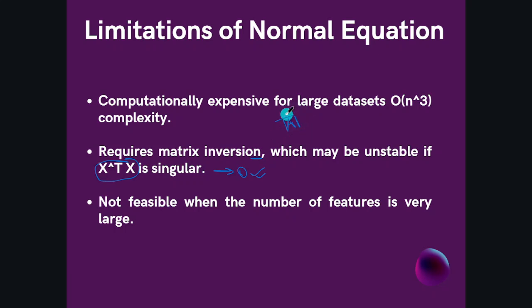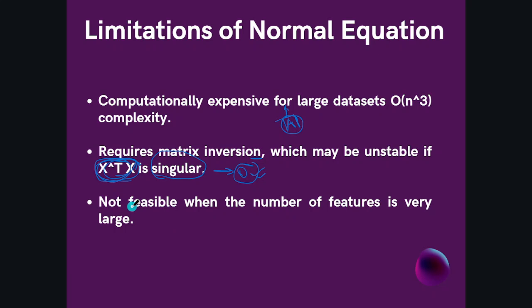divide 1 upon the value of the matrix, the determinant of the matrix. And if the determinant of the matrix is 0, that is singular. Singular means 0. This multiplication of these two matrices is 0, that means this particular matrix comes out singular. So inversion of this matrix will be very hard if this multiplication of two matrices is singular. So that is why it's unstable.